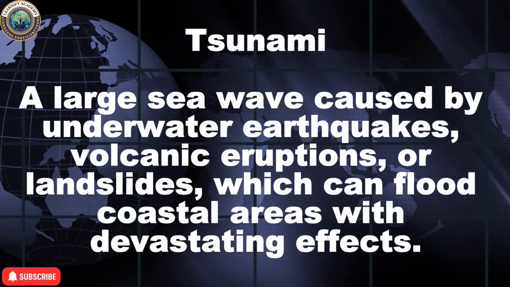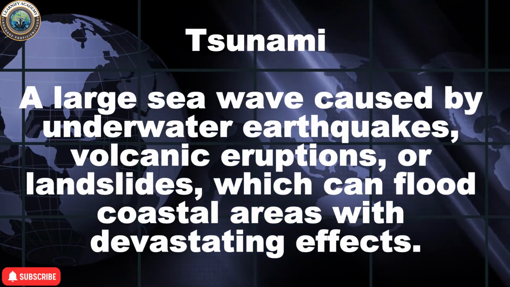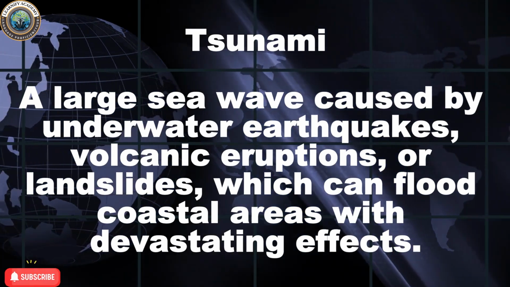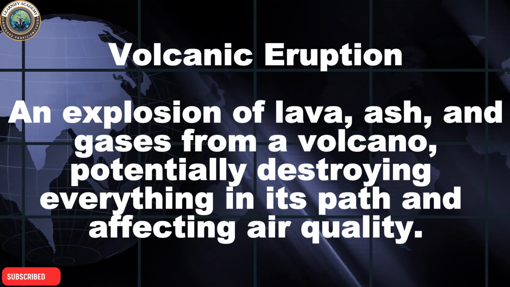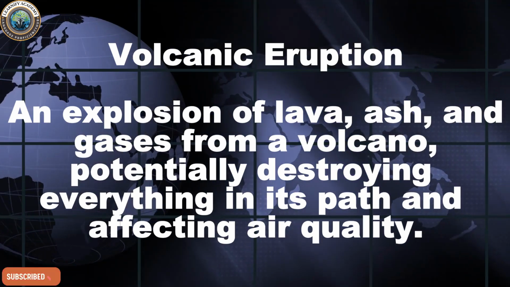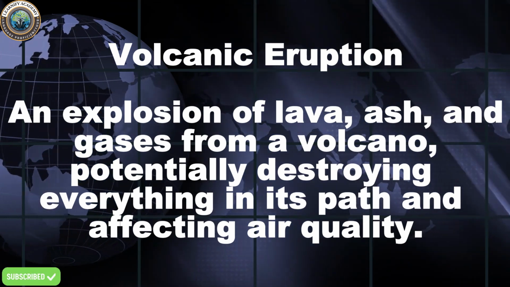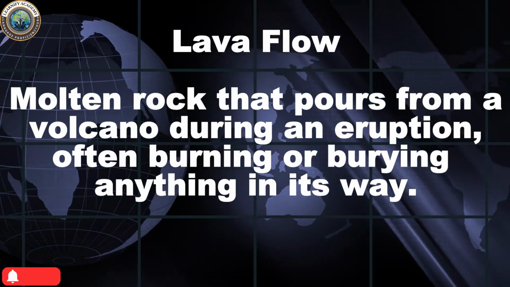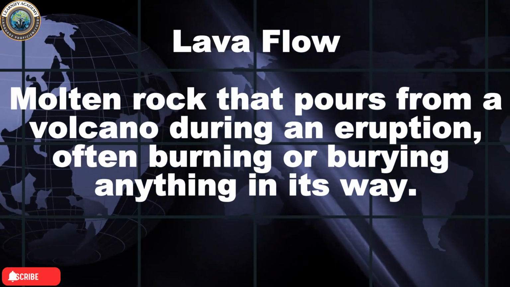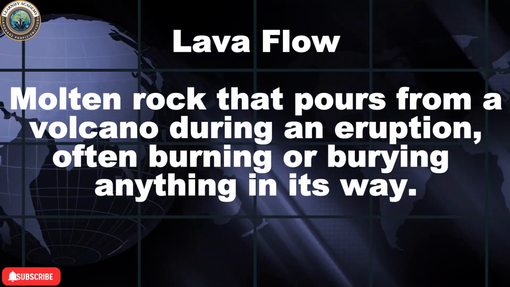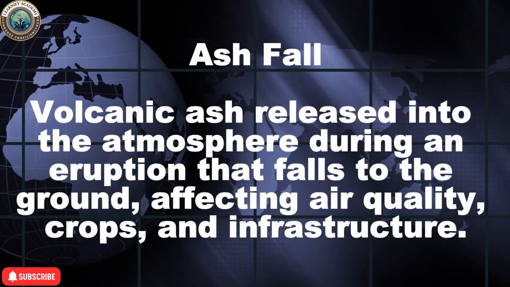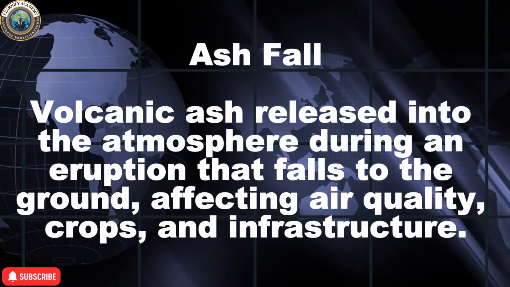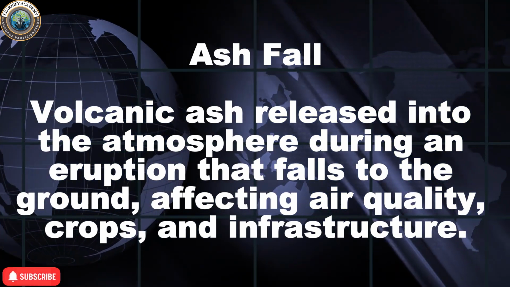Tsunami. A large sea wave caused by underwater earthquakes, volcanic eruptions, or landslides, which can flood coastal areas with devastating effects. Volcanic eruption. An explosion of lava, ash, and gases from a volcano, potentially destroying everything in its path and affecting air quality. Lava flow. Molten rock that pours from a volcano during an eruption, often burning or burying anything in its way. Ash fall. Volcanic ash released into the atmosphere during an eruption that falls to the ground, affecting air quality, crops, and infrastructure.